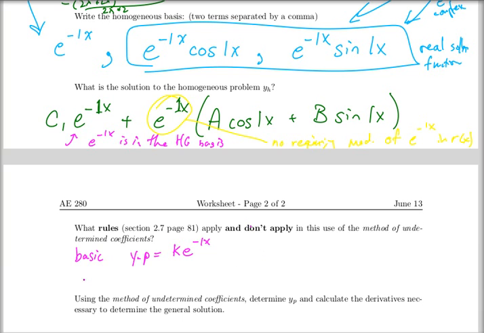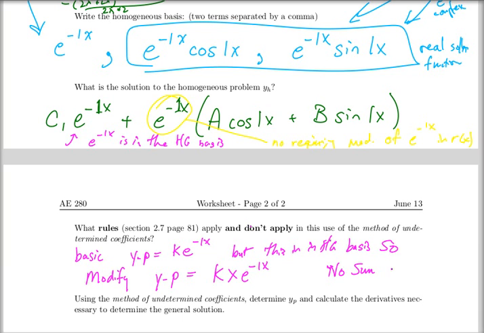So basic would give us y of p equal to some k e to the minus 1x. However, this is in the homogeneous basis, so modify to give yp equal to kx e to the minus 1x. And no sum, since only one term in R of x.